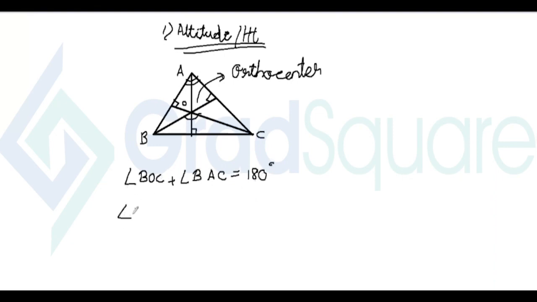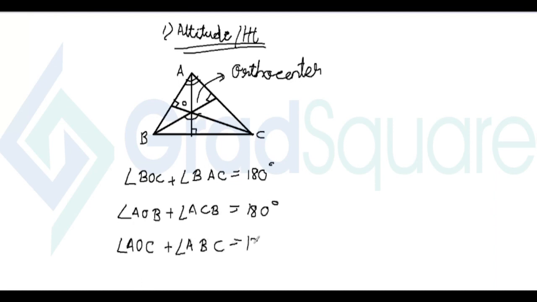Similarly, in this figure, I can say angle AOB plus angle ACB will be supplementary. And I can say angle AOC plus angle ABC will also be supplementary. So this is what we have to understand about a triangle's orthocenter, right? The first construction of significance that we can make inside a triangle. All right, so let's move on.